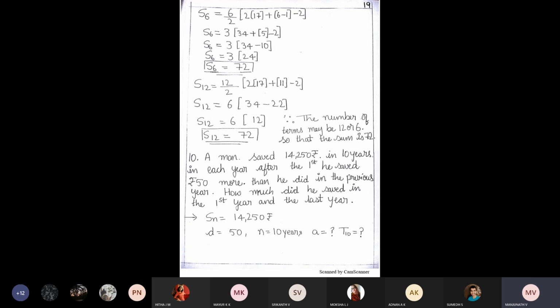Again, it is proved. Look at this, look at the continuation. Continues the problem. You can copy this also. They did it for S6 and S12. The sum and the verification are also shown. You can copy this, the verification is also shown.